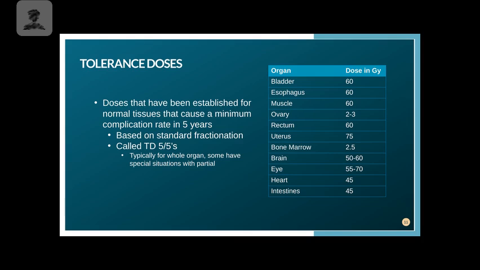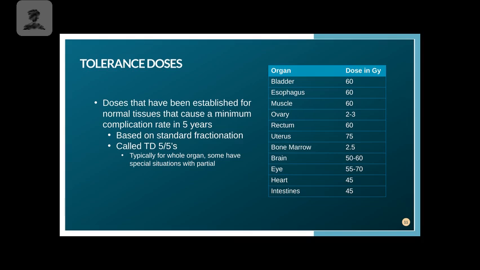They can deliver these as whole organs. So if you do the entire bladder, for instance, it could receive a dose of up to 60 gray and still have minimal complications within the next 5 years. But if you did a partial of the bladder, so let's say only a third of the bladder was exposed, you could increase that. It could be a higher dose, maybe like 70-something gray, and still have minimal complications because you only exposed a small portion of it. So these are some common ones to think about.